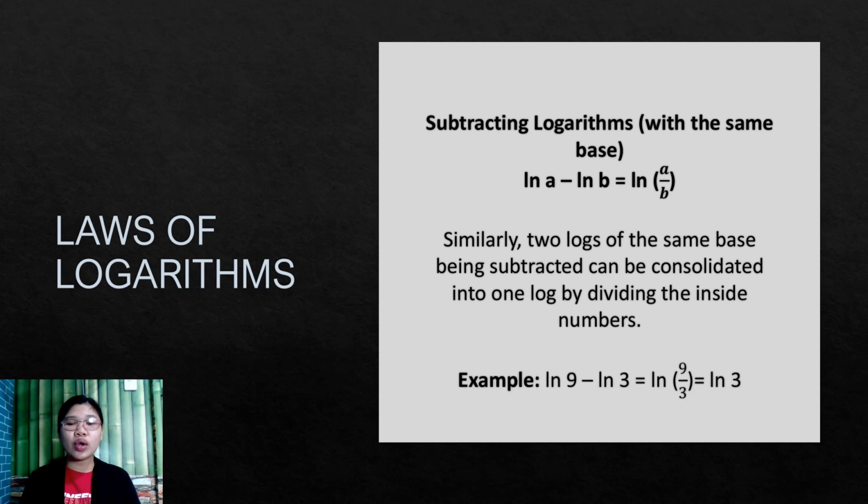As an example, we have here ln 9 minus ln 3. We have to divide 9 and 3 to get the answer. So, ln of 9 divided by 3, and 9 divided by 3 is 3. So, our final answer, ln 9 minus ln 3, is equal to natural logarithm 3 or ln 3 or log 3 base e. That is all the same.